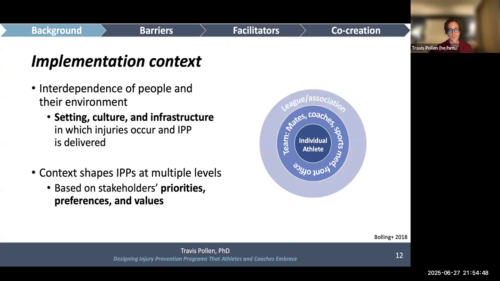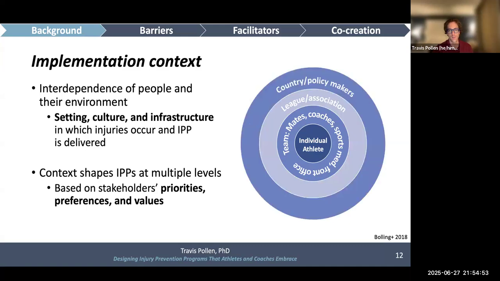Beyond the team, we have the league and society as a whole, which can also heavily influence beliefs, perceptions, and attitudes about injury and injury prevention. So all of this context really needs to be taken into consideration when we're designing injury prevention programs. We want to consider everyone's priorities and preferences and values, including what's meaningful to each and every one of them.